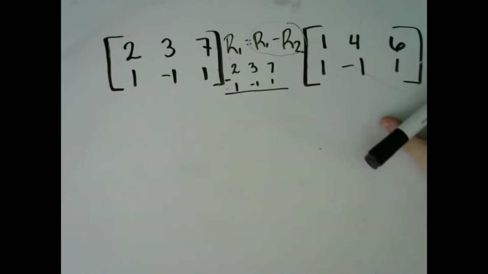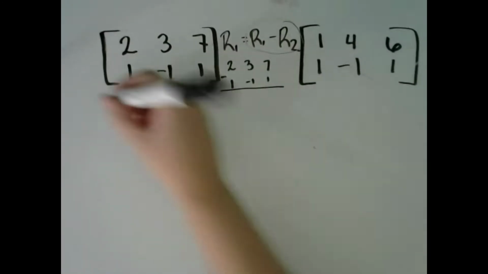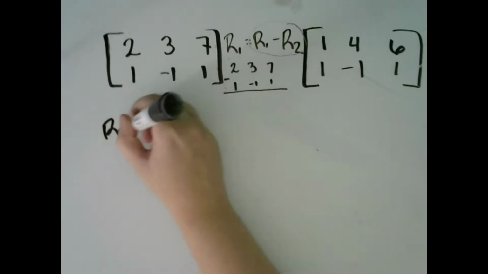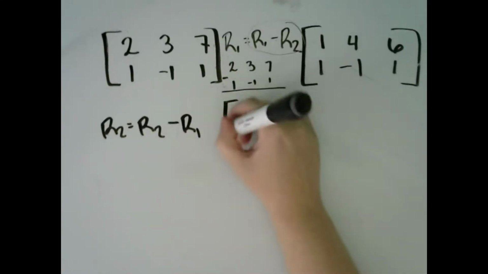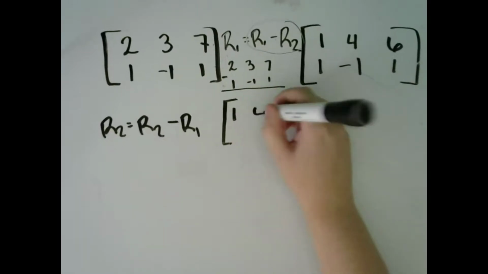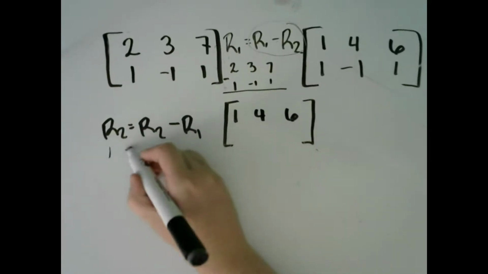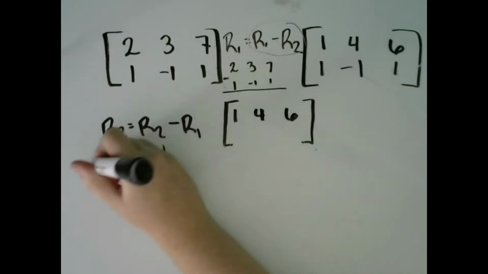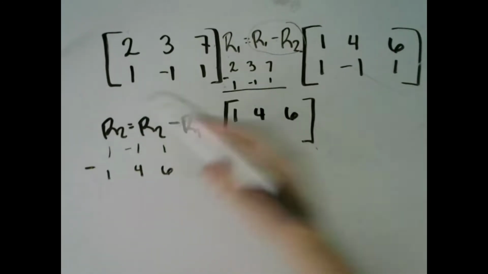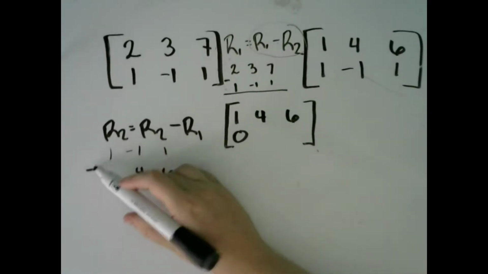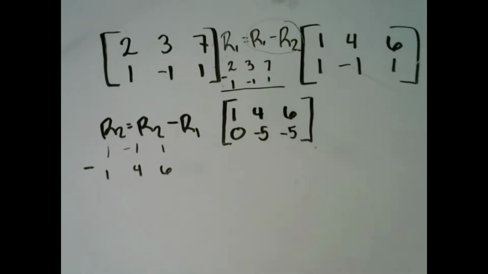The next step that we're being asked to compute is to replace row 2 with row 2 minus row 1. Since row 2 is being replaced, row 1 will not change. Row 2 is 1, negative 1, 1. We're going to subtract 1, 4, and 6. 1 minus 1 is 0. Negative 1 minus 4 is negative 5. And 1 minus 6 is also negative 5.